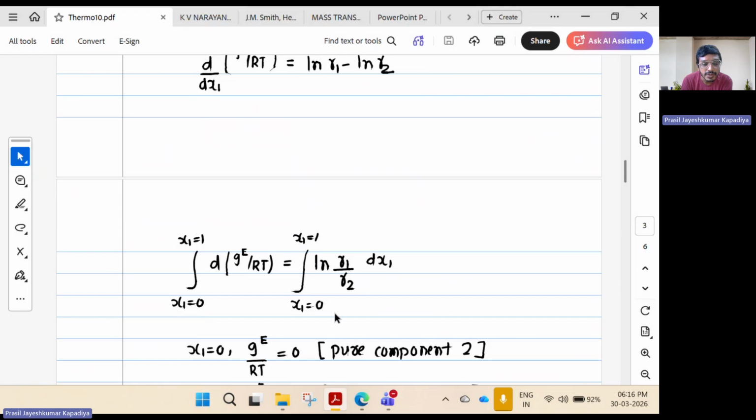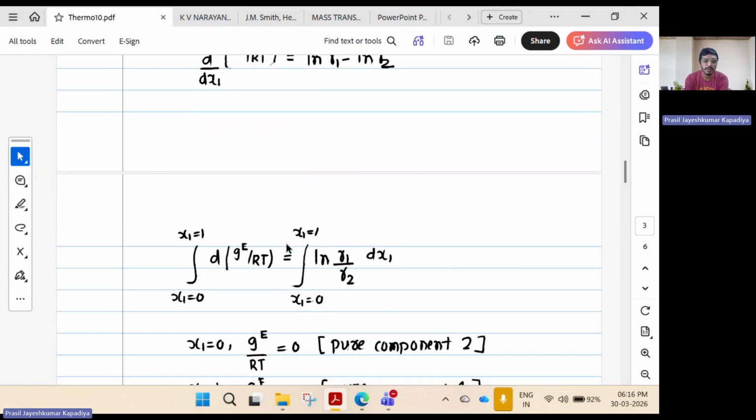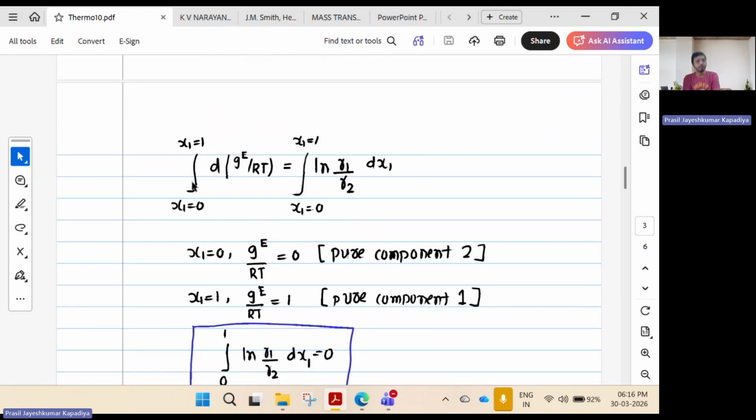So, starting from x1 equal to 0 to x1 equal to 1. Now we know that when x1 is equal to 0, it is a pure component system with x2 equal to 1. When we are dealing with a pure component system, there is no excess property. So G^E by RT should be equal to 0 when I put my limit x1 equal to 0. My second limit is x1 equal to 1.